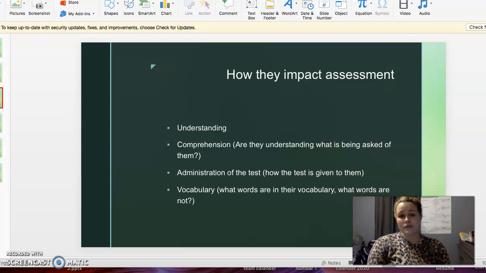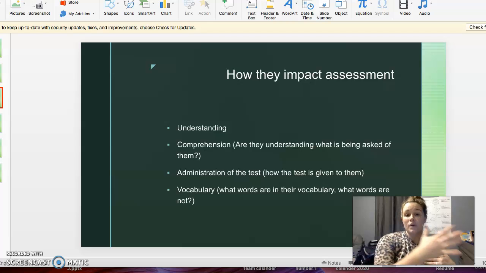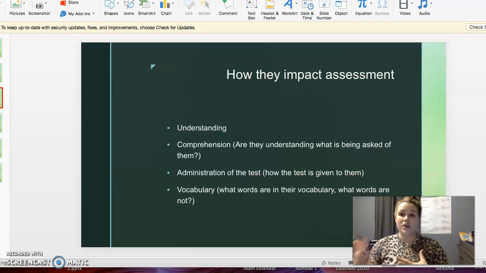Vocabulary as well, what words are in their vocabulary and what words might not be. Again, students that have English as a second language might have a totally different vocabulary when it comes to some different terminology. So it's important that when testing those students, if it's a verbal test, like if I am reading a test to a student as a paraprofessional and they say, what does this word mean? And I know that they are one of my ELL students, or one of my students that struggle with that understanding, I'll make sure that word is explained.